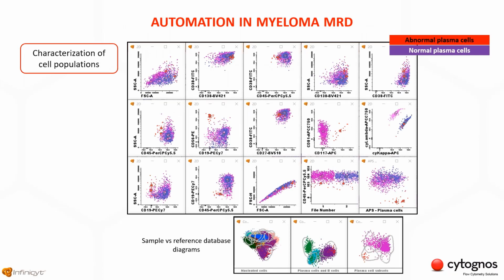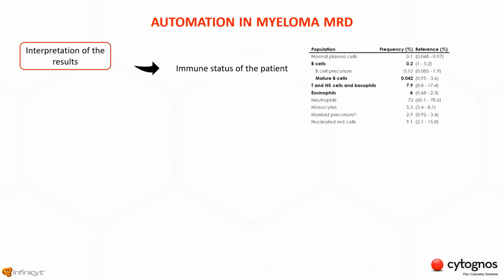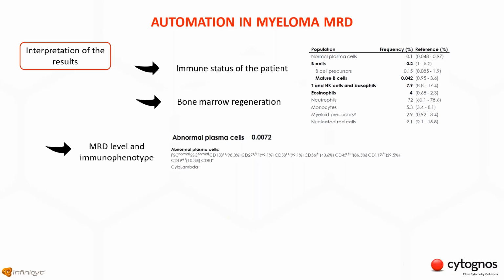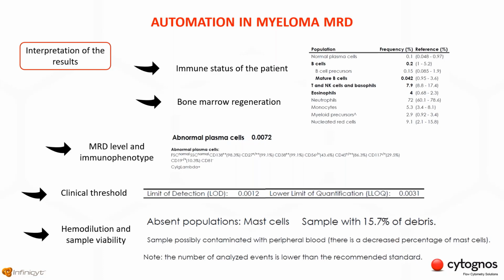Now let's see an example of automation in myeloma MRD. Here we can see the identification and characterization of both normal plasma cells and abnormal plasma cells after automation. Here we have the interpretation of the case, including the complete immune profile of the patient versus the normal reference, information on bone marrow regeneration, the MRD level and the immunophenotype of the aberrant population, the clinical threshold that determines the sensitivity of the test, and information on sample quality, issues like hemodilution or sample viability.